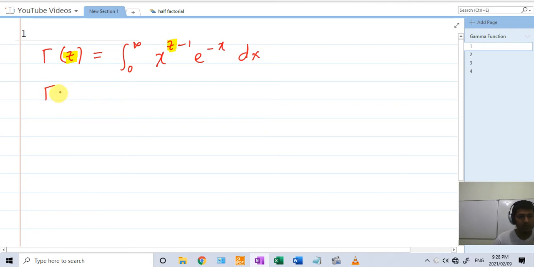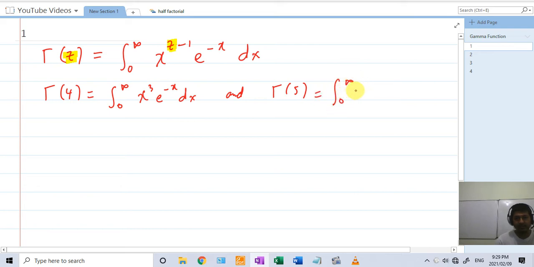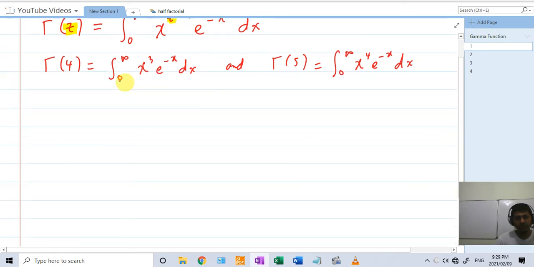So if I were to go and find gamma 4, and let me go and find what is gamma 5. Using this formula, gamma 4 will be the integral from 0 to infinity of x cubed e to the power negative x dx, and gamma 5 will be the integral from 0 to infinity of x to the power 4 e to the power negative x dx. Now you can clearly see that you need to go and use integration by parts. So let me go and do my integration by parts using the DI method.